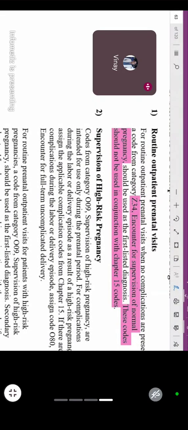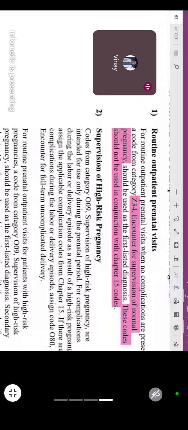Fine? Z34. Remember, if you are getting any O series code along with Z34, that option is eliminated straight away. See, these codes should not be used in conjunction with chapter 15. And Z34 is not a chapter 15 code. Although it's pregnancy related, it's coming under chapter number 21, the last chapter, chapter 22. Good? So no chapter 15 code will be coded along with Z34.